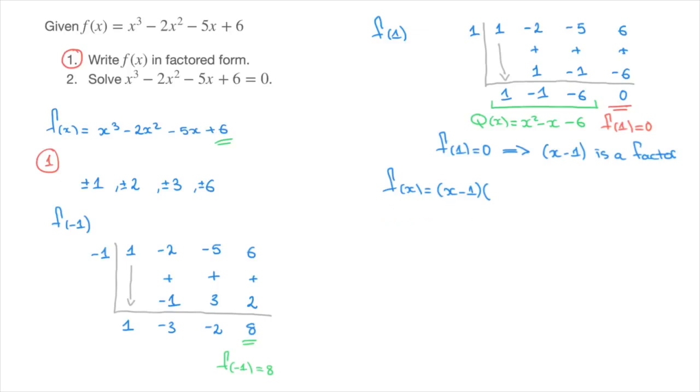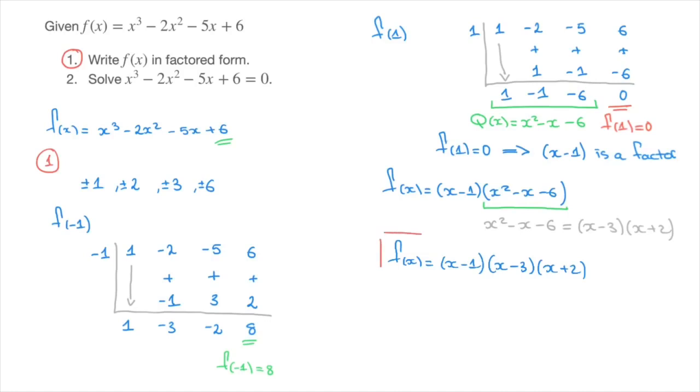So going back to f of x, I can write f of x equals x minus 1 times Q of x, which is x squared minus x minus 6. And now to finish writing f of x in its factored form, all we have to do is write this quadratic in its factored form. And we know how to do that. Indeed, we can write that x squared minus x minus 6 is equal to x minus 3 times x plus 2. Using that result, we can now write f of x in its fully factored form as f of x equals x minus 1 times x minus 3 times x plus 2.